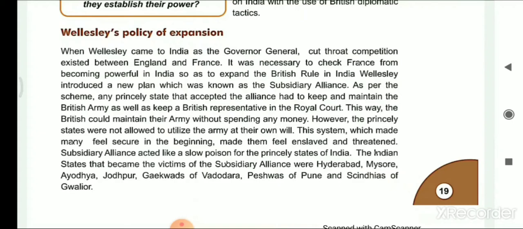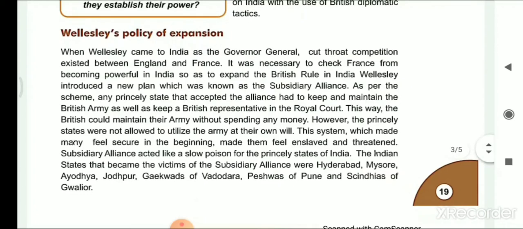So during the time when Britishers came to India, we already discussed in unit number 1 that the French people were also in competition to establish their rule. So in order to avoid such a situation, the Governor General of the Britishers named Wellesley introduced a new plan which was known as subsidiary alliance. We are going to study in detail what the subsidiary alliance was.